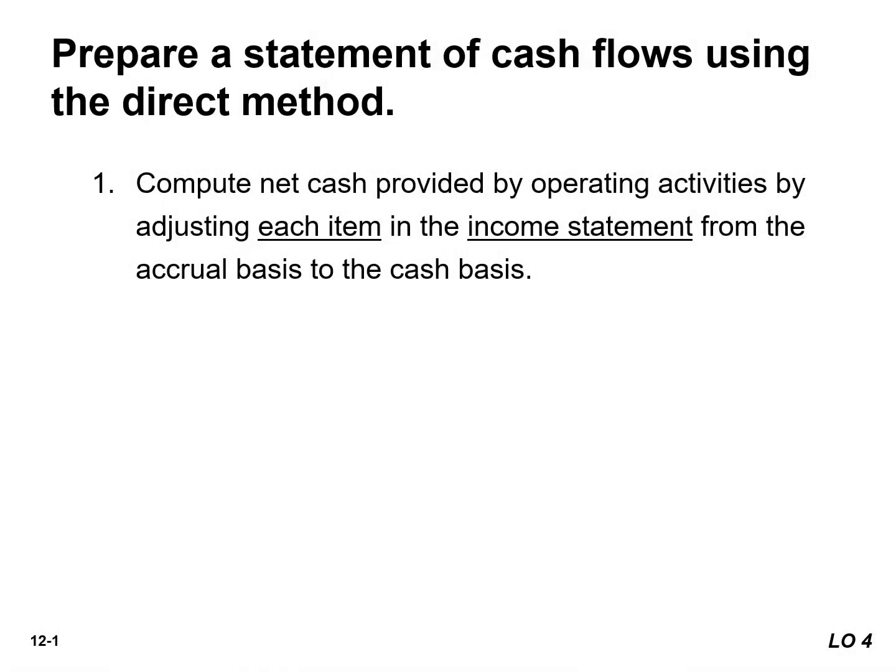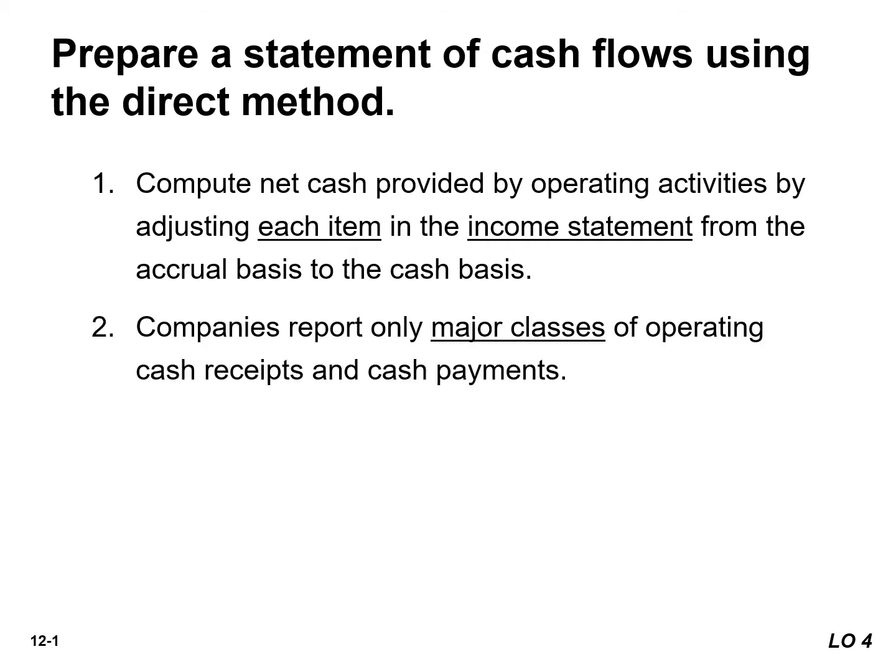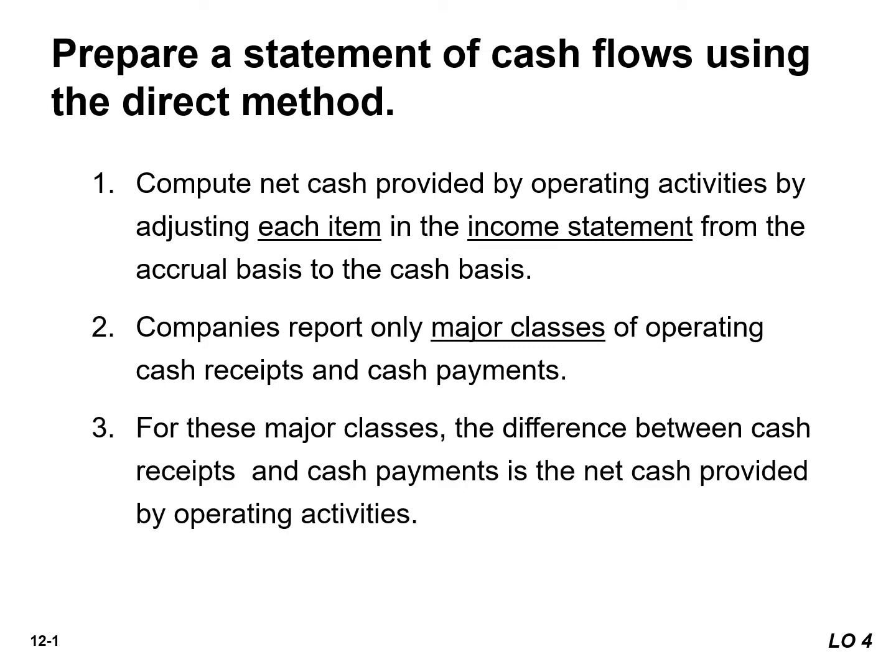In this learning objective, we will prepare the statement of cash flows using the direct method. Under the direct method, companies compute net cash provided by operating activities by adjusting each line item in the income statement from the accrual basis to the cash basis. Companies report only major classes of operating cash receipts and cash payments, and the difference between the cash receipts and cash payments is the net cash provided by operating activities.